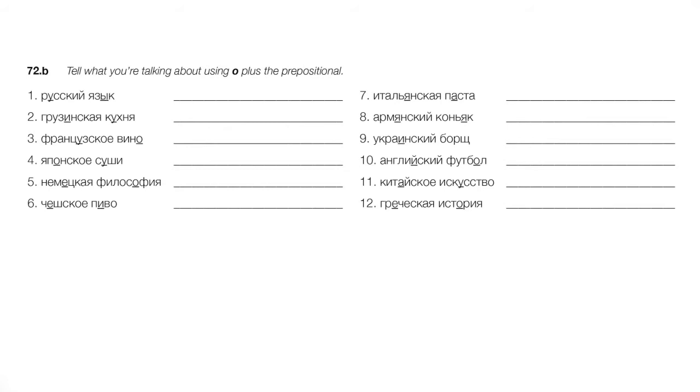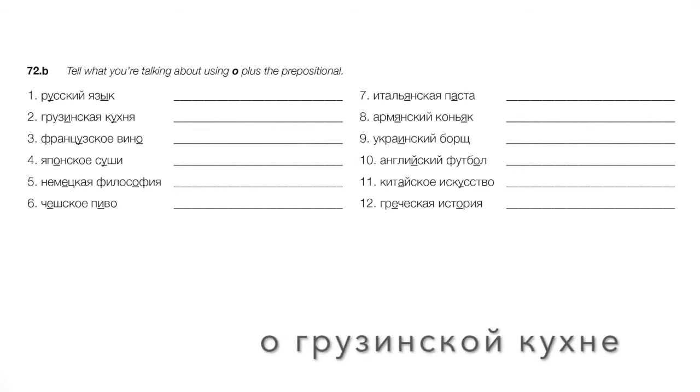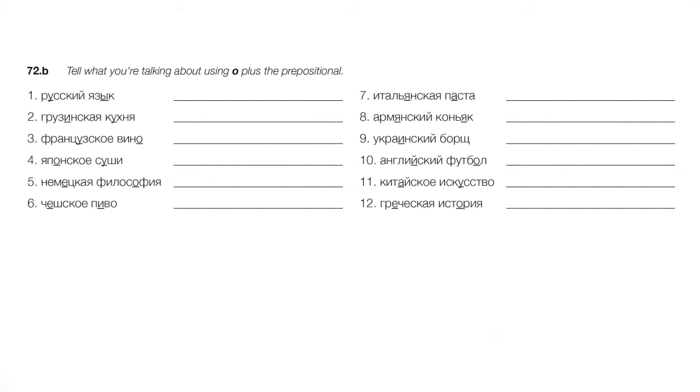Let's say about the Russian language. О русском языке. About Georgian cuisine. О грузинской кухне. Georgia is famous for its cooking and its food and its wine. So even if you're in Russia, by the way, you'll get a chance to. There are lots of Georgian restaurants, and often that's something students really love, is kind of discovering Georgian food, and it's definitely worth looking into.